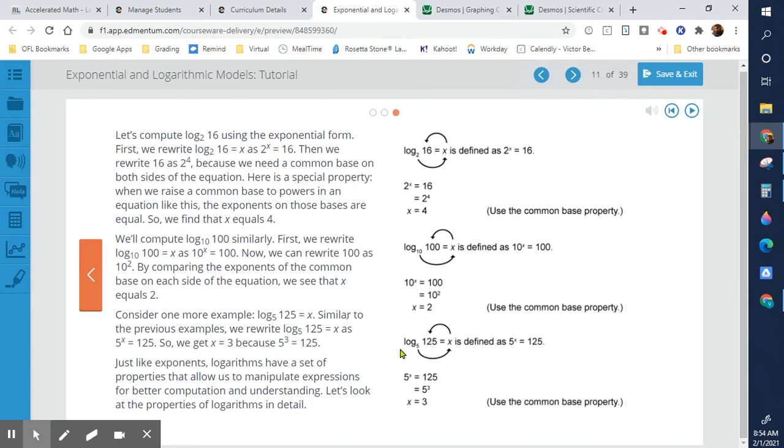So the next one, log base 5 of 125. That's the same thing as saying 5 to the x equals 125. So what they're doing here is, if you have 5 to the x is equal to 125, and we know that 125 is 5 to the third. I only know because I've practiced this a bunch of times. I don't know how they expect you to do it.